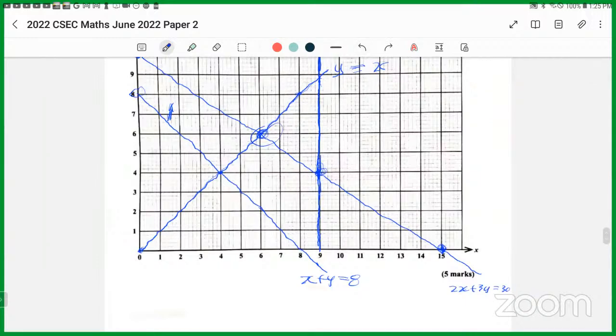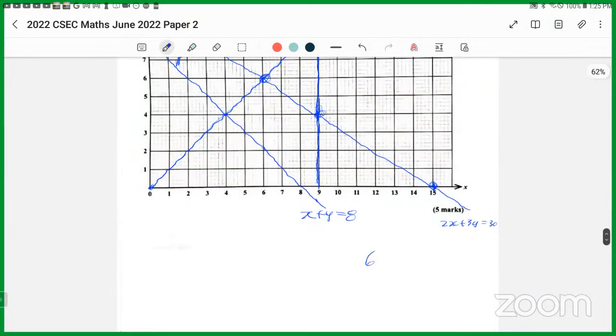Would 6, 6 work on this line? Plug in the 6 here and the 6 here, just testing if they are correct points. It will be 2 times 6 plus 3 times 6. This will be 12 plus 18. Good. 12 plus 18 is 30. So that one is good.